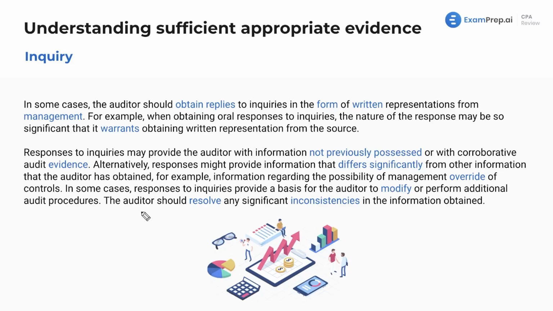Lastly, the auditor should resolve any significant inconsistencies in the information obtained. If you ask 3 different people in 3 different departments and they give you different responses, you say, hey, we see the sales department. Do you know of any issues in the sales department where they're getting overpaid or maybe their bonuses are being withheld? And you get different responses from everyone. That could be something to look into further.